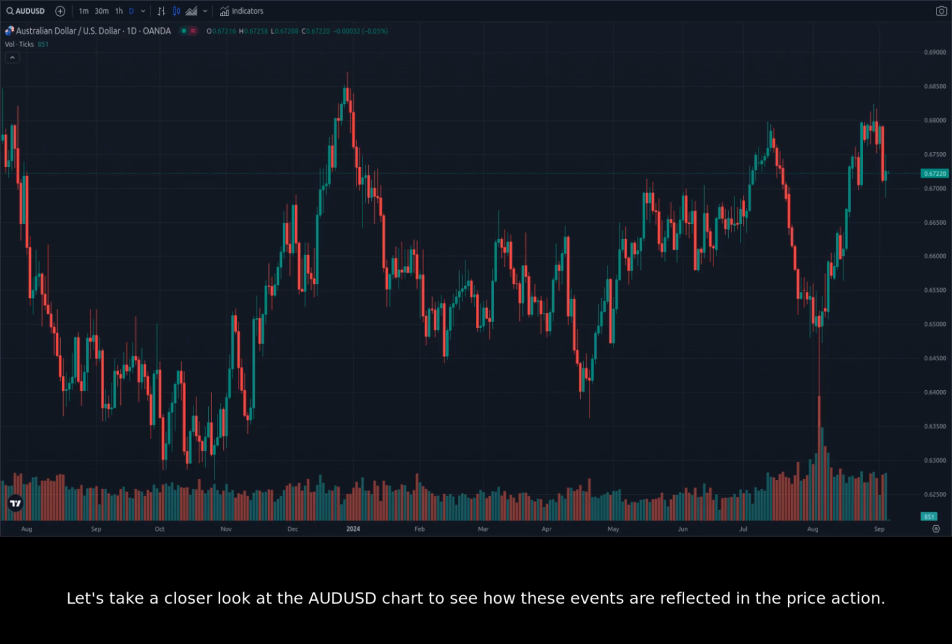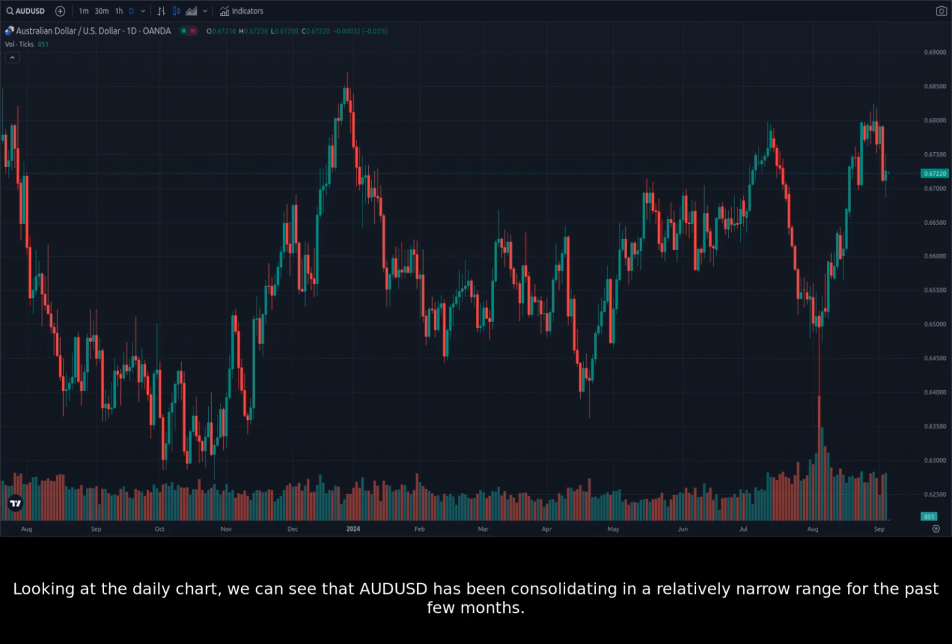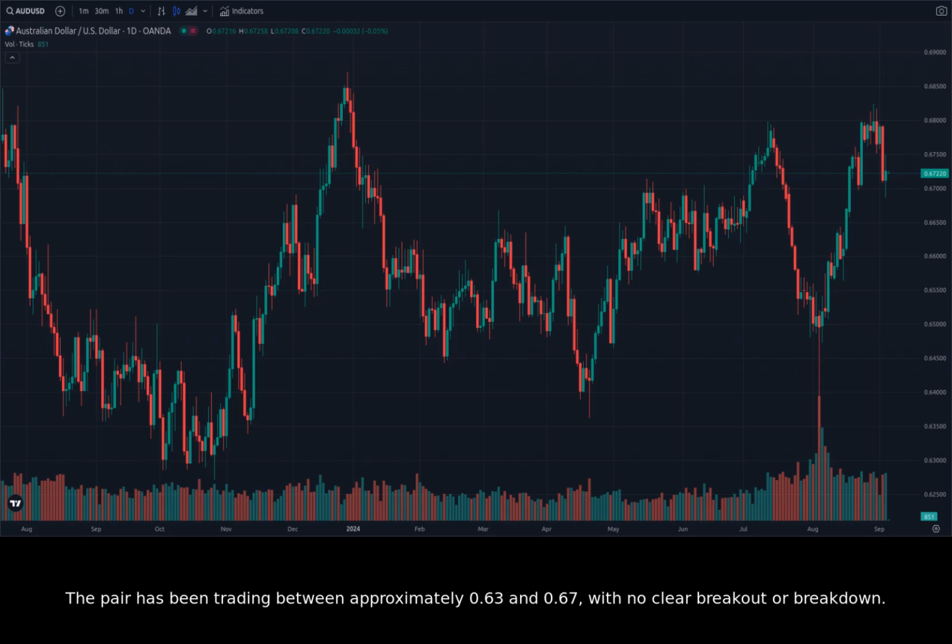Let's take a closer look at the AUDUSD chart to see how these events are reflected in the price action. We'll begin with the daily chart, examining the overall trend and identifying key price levels. Looking at the daily chart, we can see that AUDUSD has been consolidating in a relatively narrow range for the past few months. The pair has been trading between approximately 0.63 and 0.67, with no clear breakout or breakdown. This consolidation suggests that the market is still trying to determine the direction of the next major move.